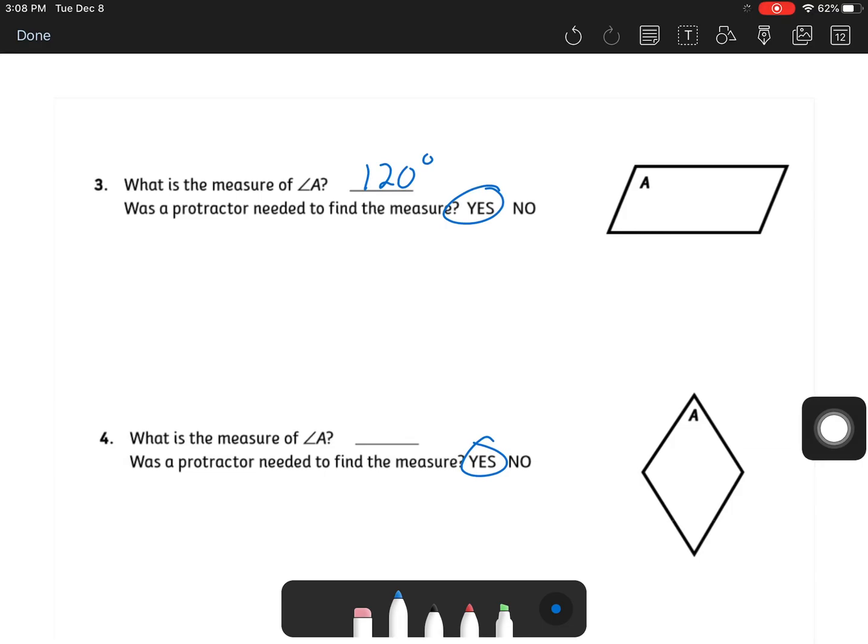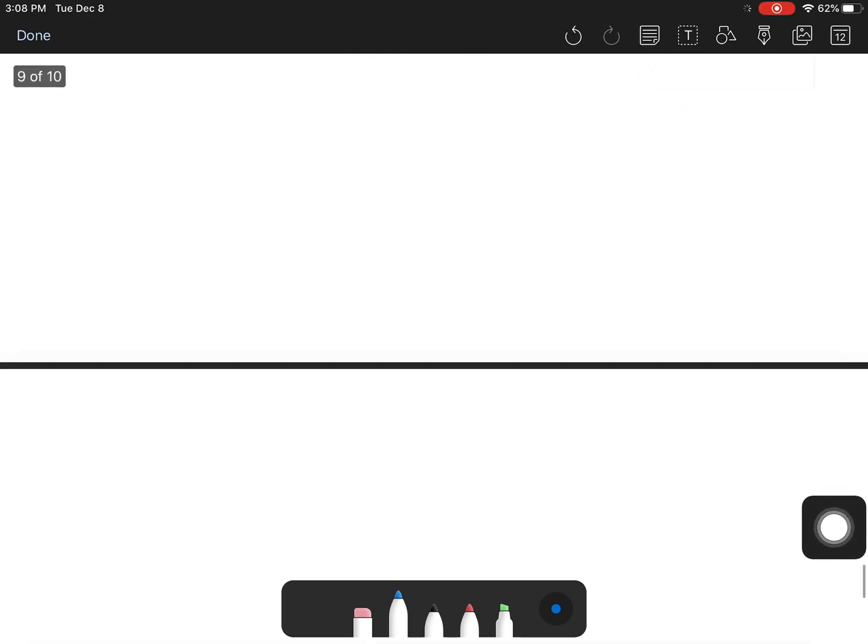This one's acute, so we could again make a guess on it. Maybe it's about 45 degrees. Okay, as long as we're reasonable: if it's an obtuse angle, we should have something more than 90. If it's acute, it should be less than 90.